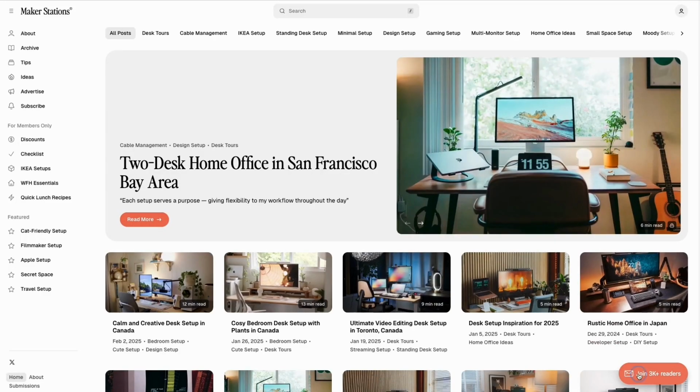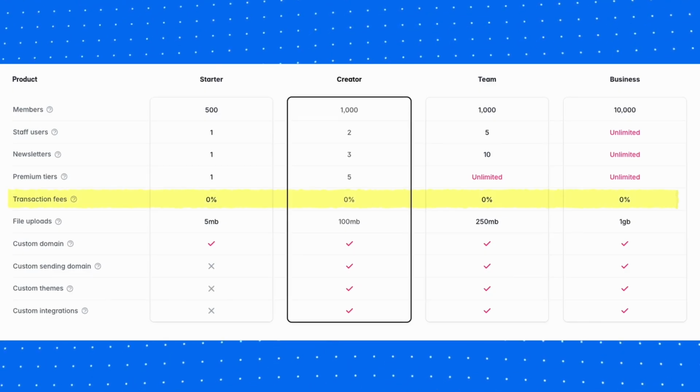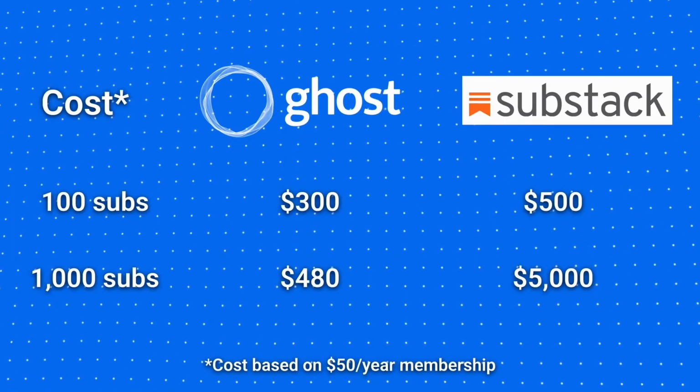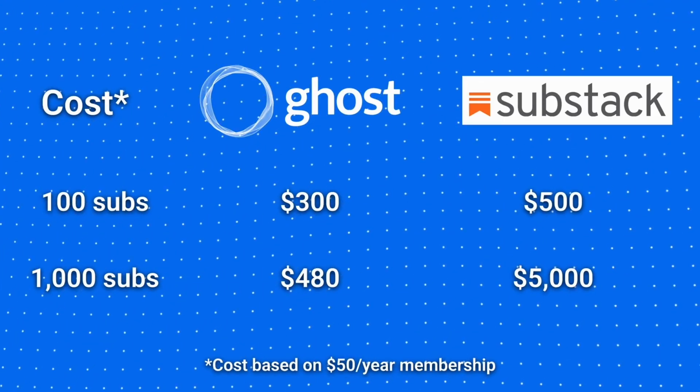In terms of monetization, Ghost also allows paid memberships, but with one key difference. Ghost doesn't charge a percentage of your revenue. This means that if you have more than 100 paying subscribers, Ghost is likely to be the cheaper option. And when you consider that Substack keeps 10% of your revenue, the difference becomes massive the more you grow.